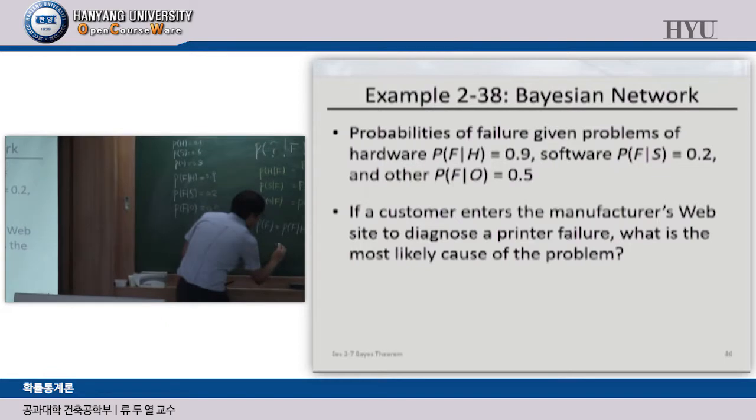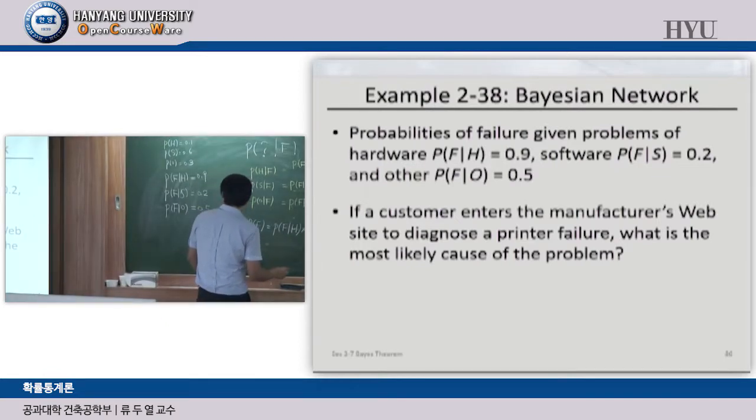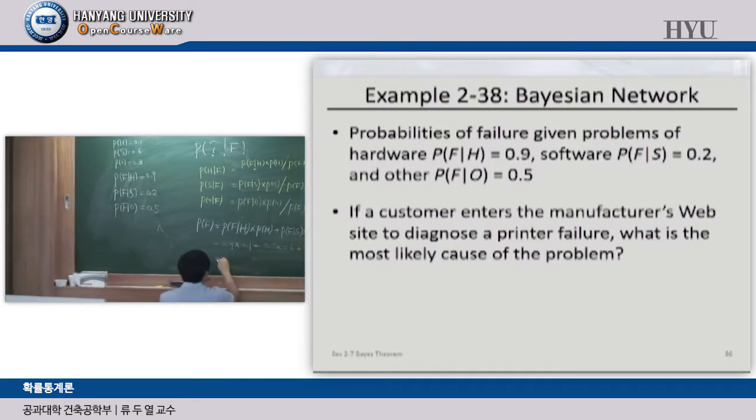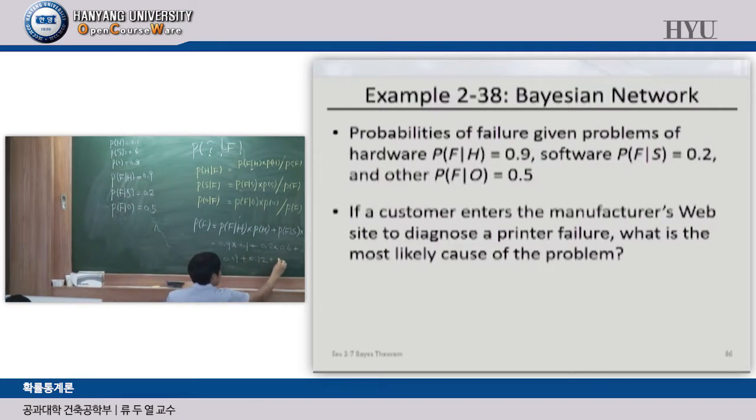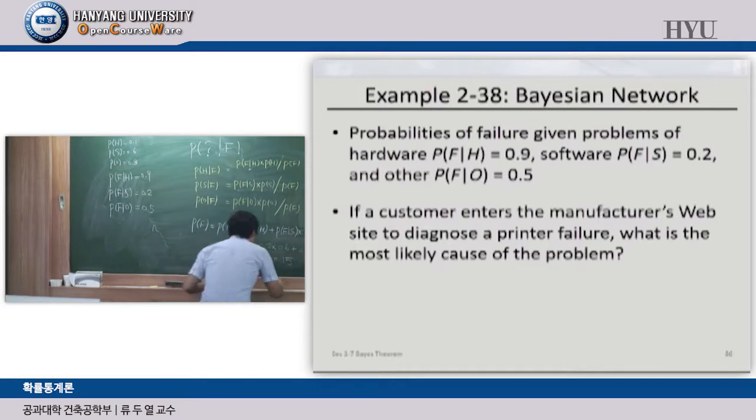So this will be 0.9 multiplied by 0.1, plus 0.2 multiplied by 0.6, plus 0.5 multiplied by 0.3, that equals 0.36, right? Okay?